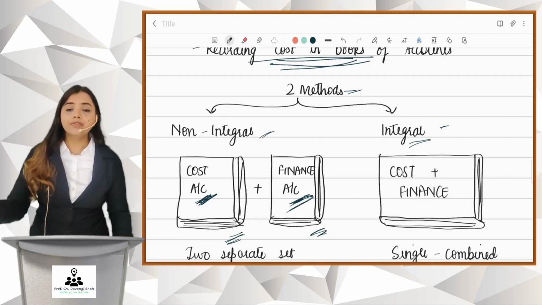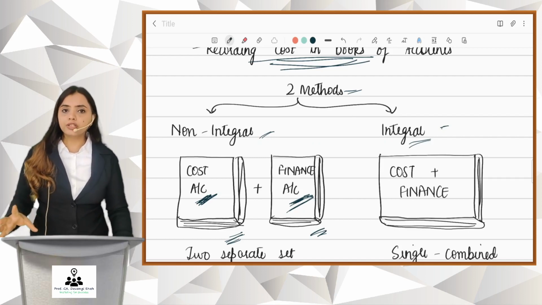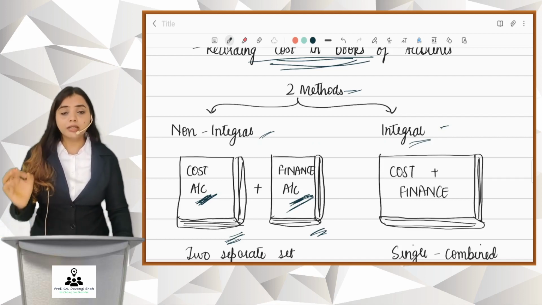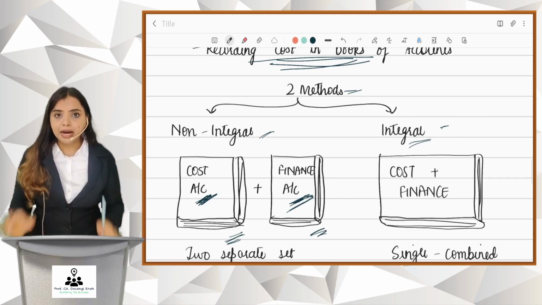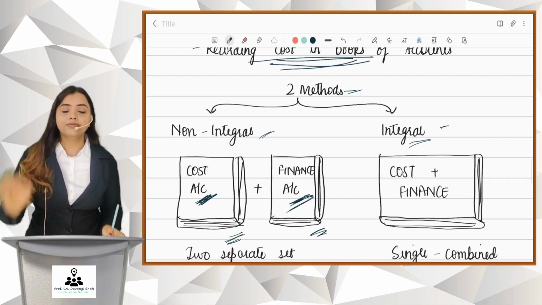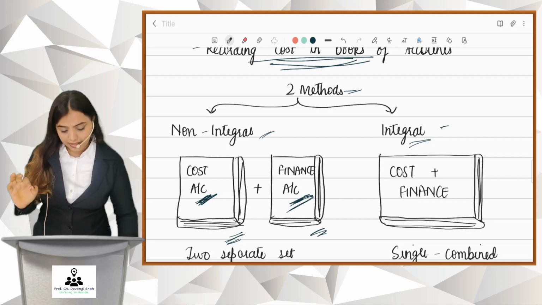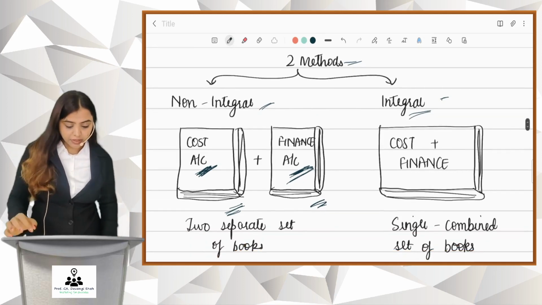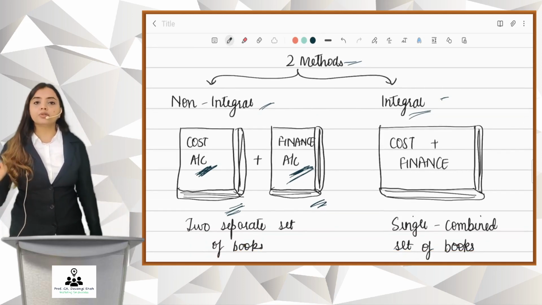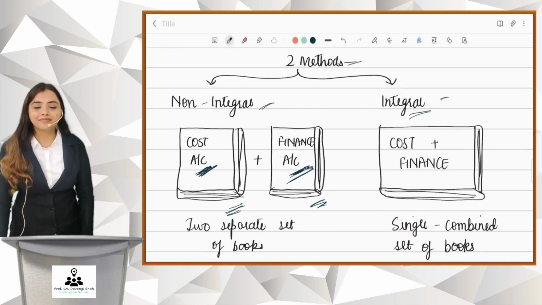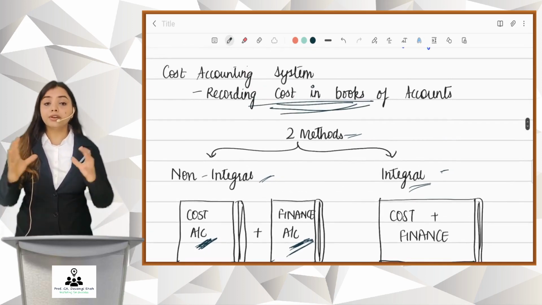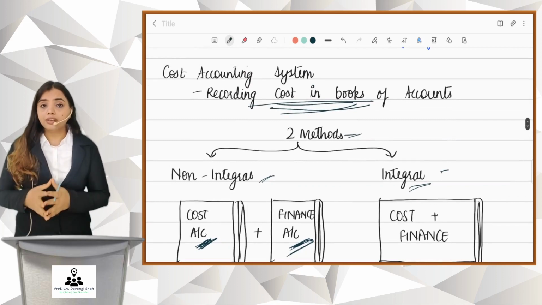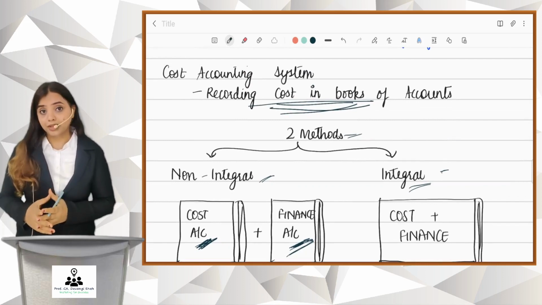So to save the cost and to avoid this duplication of work, there is a possibility that you can combine these two. You can have an integrated system for cost and financial accounts, and that is called integrated system. A single combined set of books of accounts is made. So this is the way you can record your cost. You can have a cost accounting system.